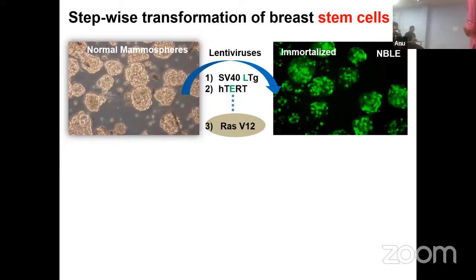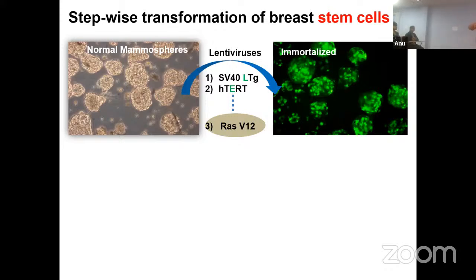So what do we do? We have the tool of viruses. Viruses are not just infectious agents. Scientists have tamed the viruses, and we can use viruses to introduce these elements into the cell. We'll not go into the details of it. So we took these normal mammospheres, stem progenitor enriched. One by one, we started introducing SV40 large T and hTERT. After introducing these two, we asked one question. We know our cells have received the constructs because they are glowing green. GFP comes from these constructs, and therefore I know that my cells have actually received the construct.